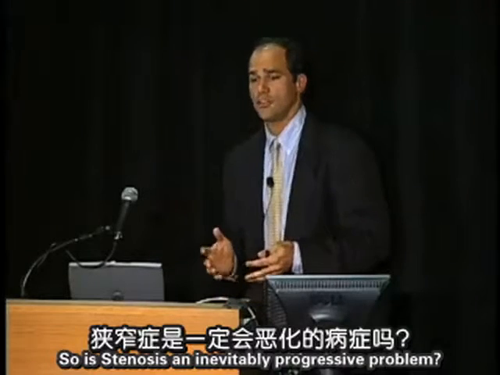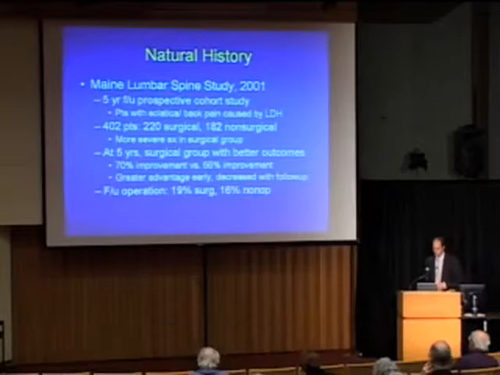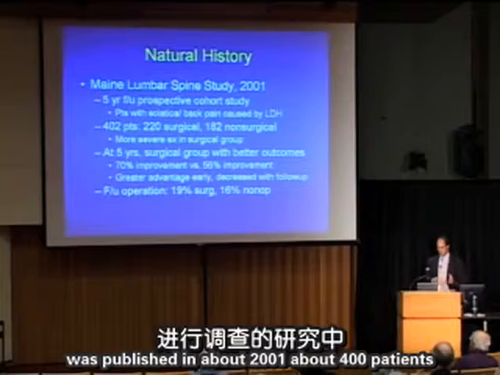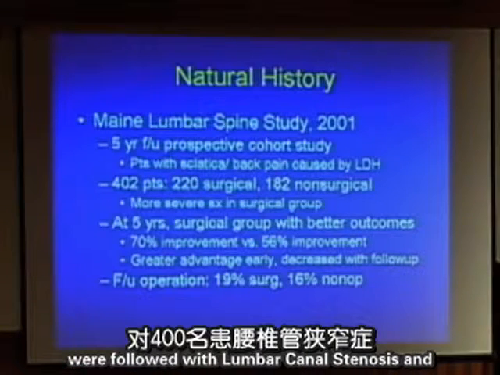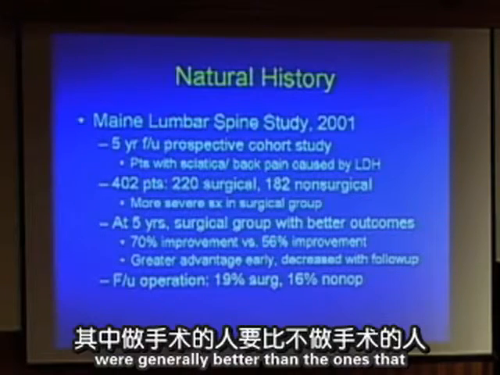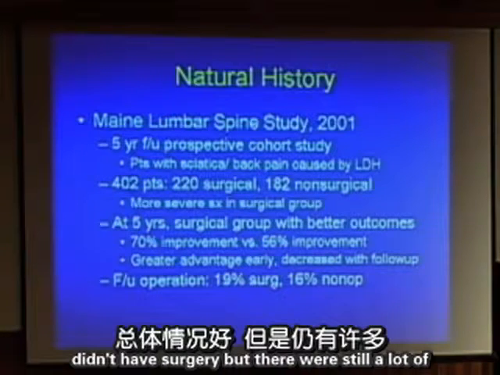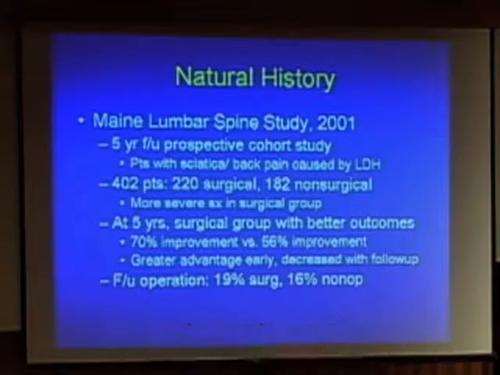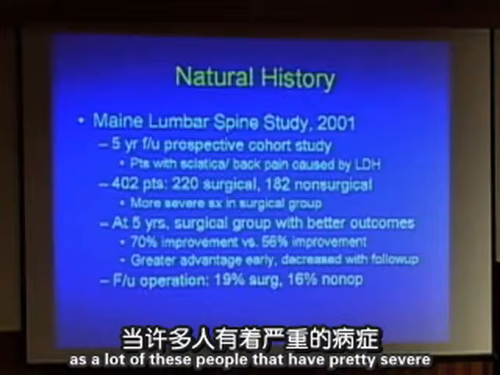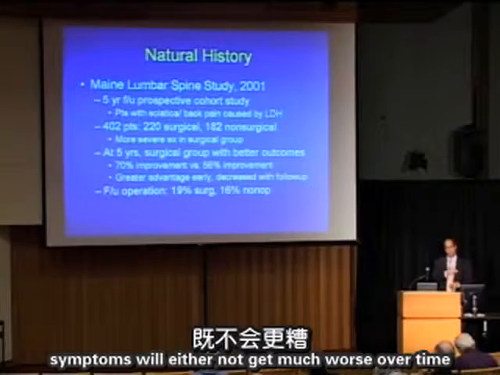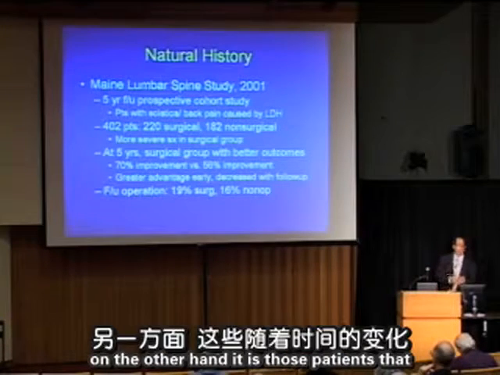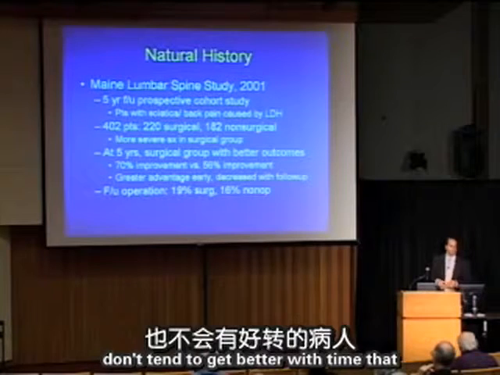So is stenosis an inevitably progressive problem? One of the studies that looked at this was published in about 2001. About 400 patients were followed with lumbar canal stenosis. And in about 5 years, the patients that had surgery were generally better than the ones who didn't have surgery. But there were still a lot of patients in the non-surgical group who did fairly well. And this is why we try always to start out with a relatively conservative approach, as a lot of these people that have pretty severe symptoms will either not get much worse over time or spontaneously get somewhat better. And on the other hand, it is those patients that don't tend to get better with time that we end up treating surgically.